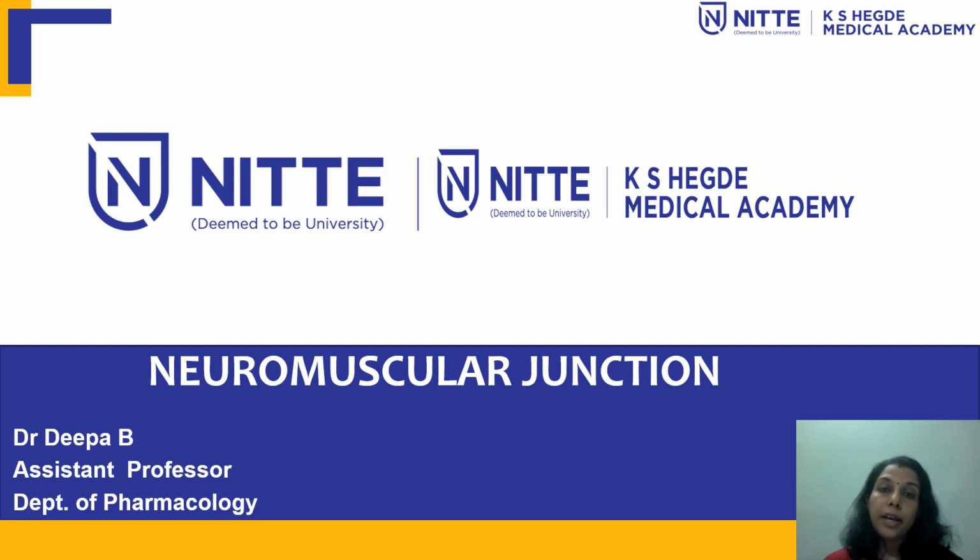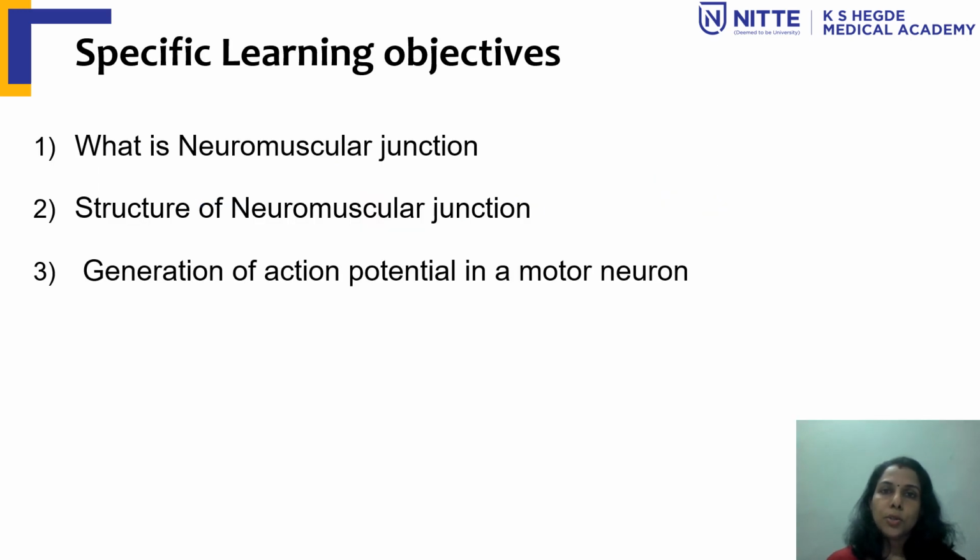In this section, I'll be dealing with the neuromuscular junction, neuromuscular transmission and the generation of the action potential and all. So, your specific learning objectives in this section are: what is neuromuscular junction, structure of neuromuscular junction, and generation of action potential in a motor neuron.